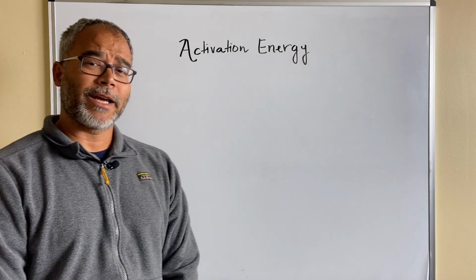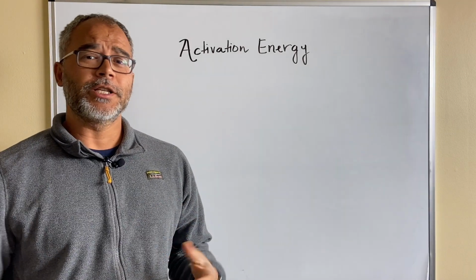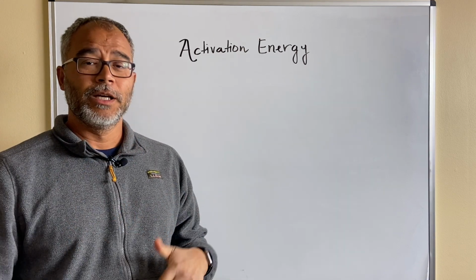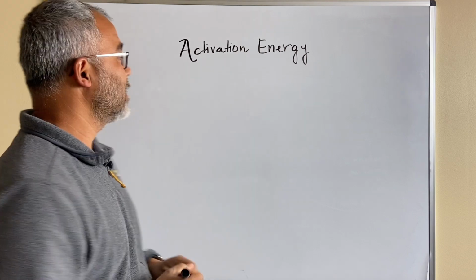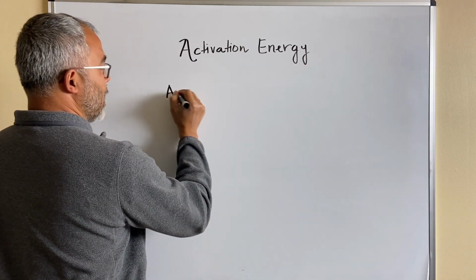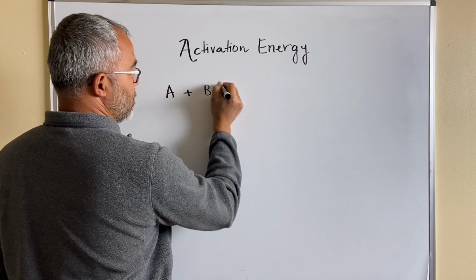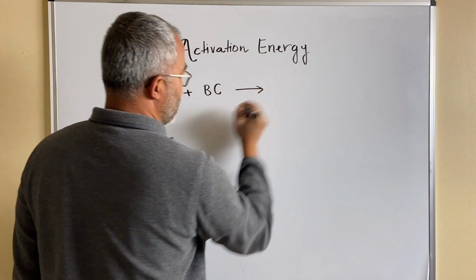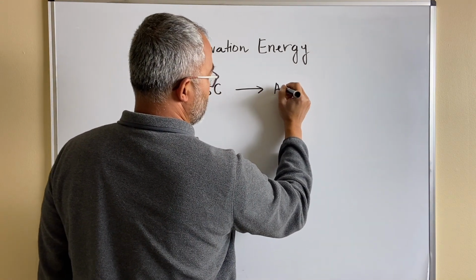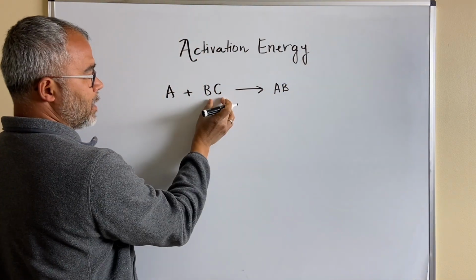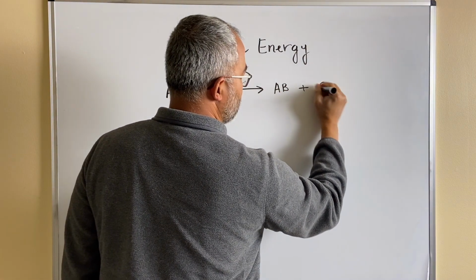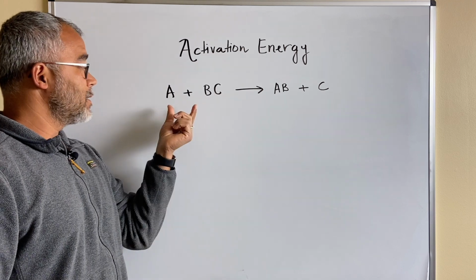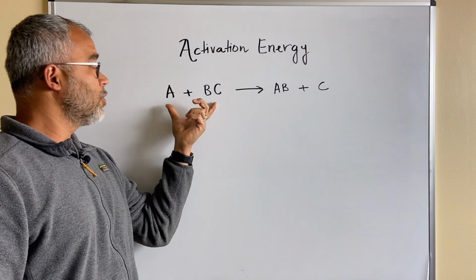Let's talk about the concept of activation energy. Activation energy is the minimum amount of energy needed for collisions between molecules to be effective. What that means is if you have two molecules, let's say we have A plus BC, so that's a molecule, there's a bond between B and C. A new bond forms between A and B, and then the bond between B and C breaks.